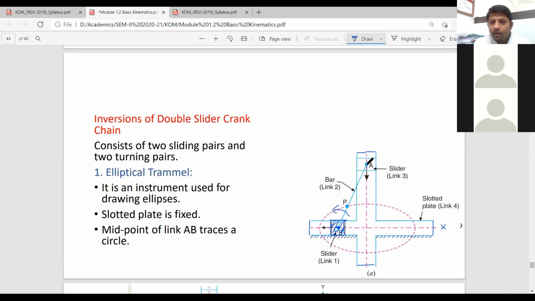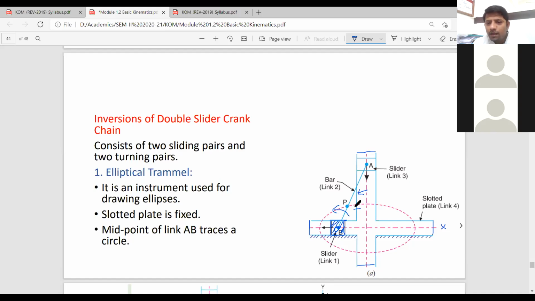At that time the slider, that is the other slider link 3, it will exert a pressure on the slotted plate. Okay, it will try to turn the slotted plate like this, but when it tries to turn it, this slotted plate cannot turn because of the shape of the slider. Like this, slider is fixed, slider cannot turn like this.